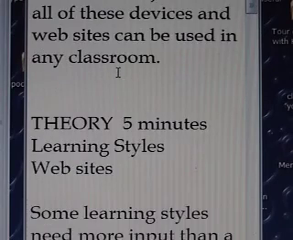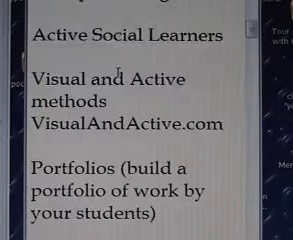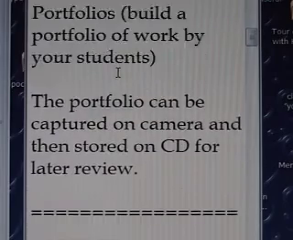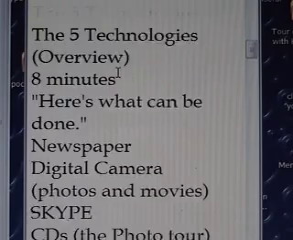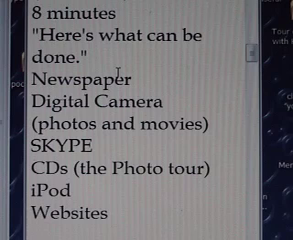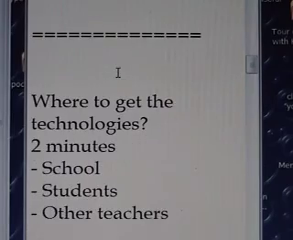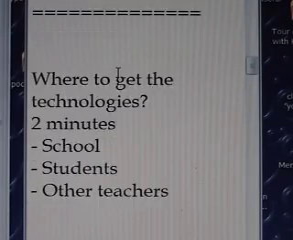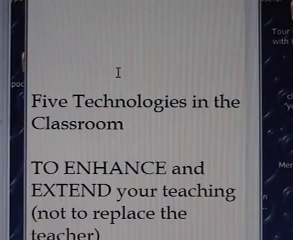We're going to give some theory. We're going to then talk about the importance of portfolios. Give about 8 minutes overview of the 5 different technologies, covering newspapers, digital cameras, Skype, CDs like photo tours, the iPod, and websites. We're going to discuss how to get these technologies and then how to use each individual technology. So let's go ahead and get started.